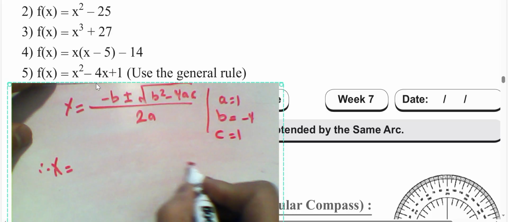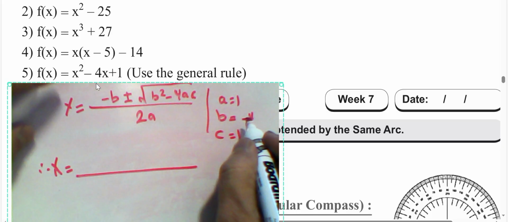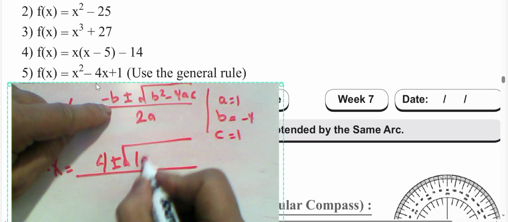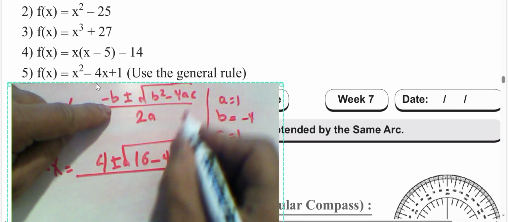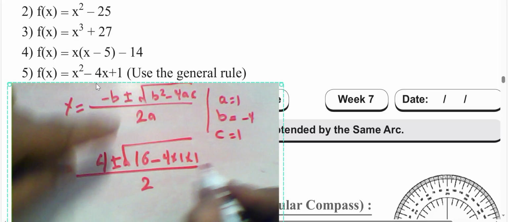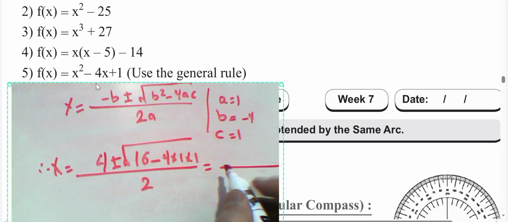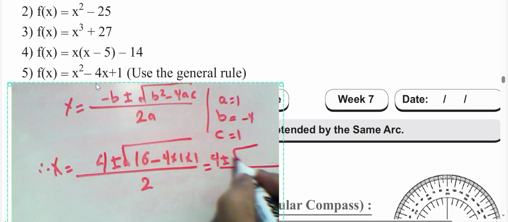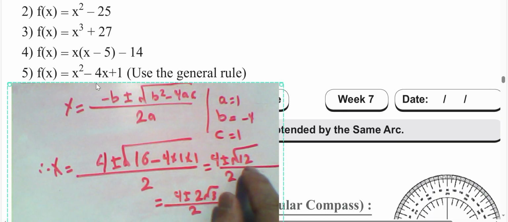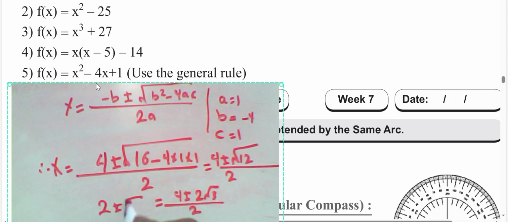Then the value of x equals negative b, negative times negative is positive 4, positive or negative square root of b power 2, negative 4 power 2 is 16, minus 4 times a times c, 1 times 1, divided by 2 times 1 is 2. Right here, 4 positive or negative square root of 16 minus 4 is 12, divided by 2. We can write 4 positive or negative 2 root 3 divided by 2. Square root of 12 equals 2 root 3. Okay, then we can divide by 2. The result will be 2 positive or negative root 3.